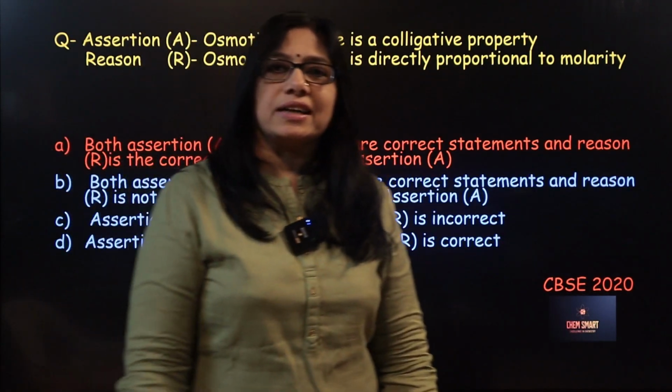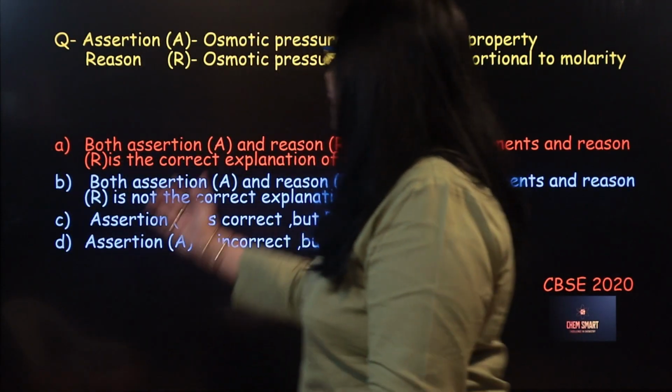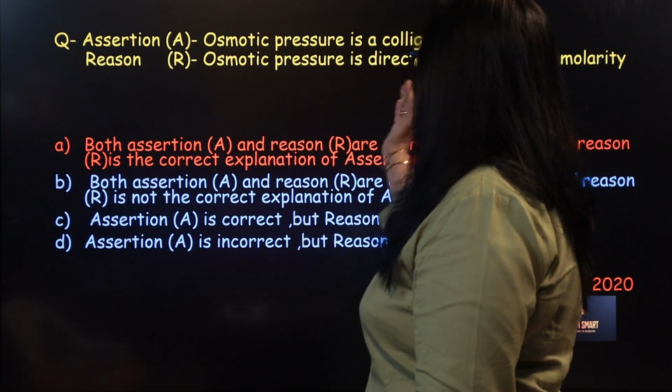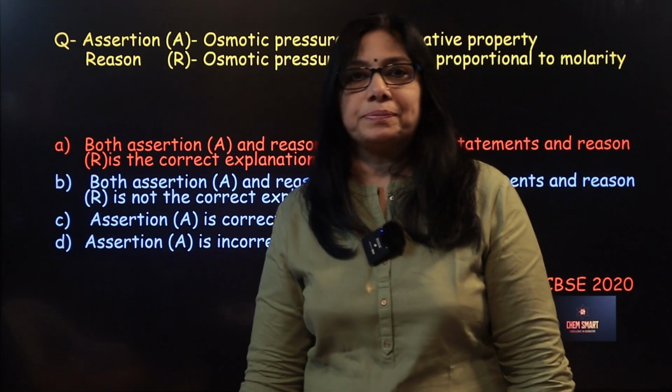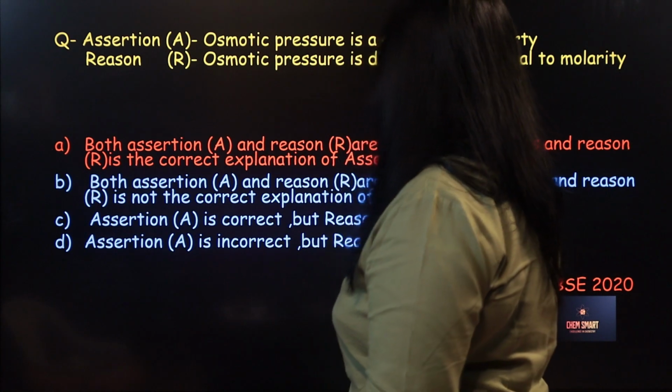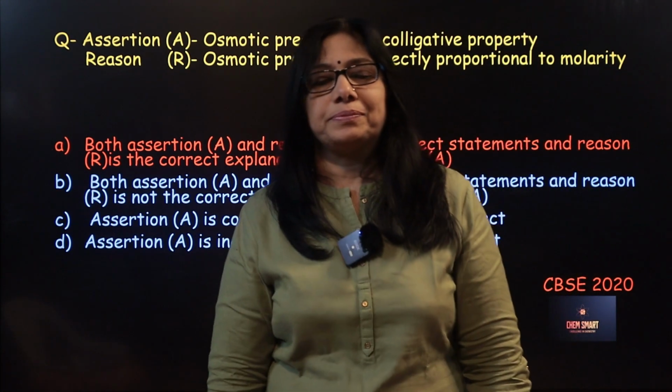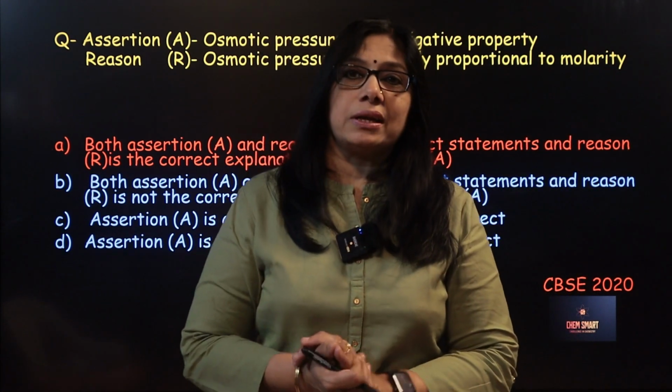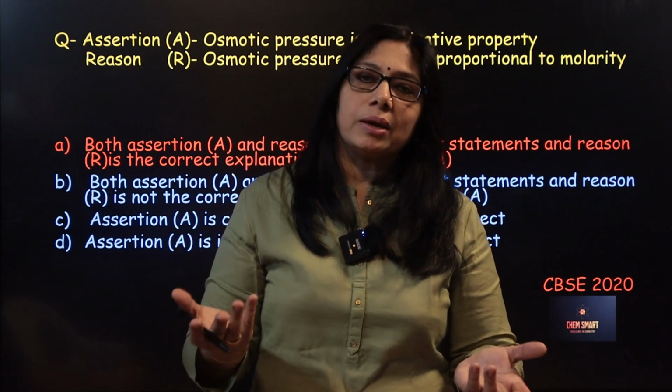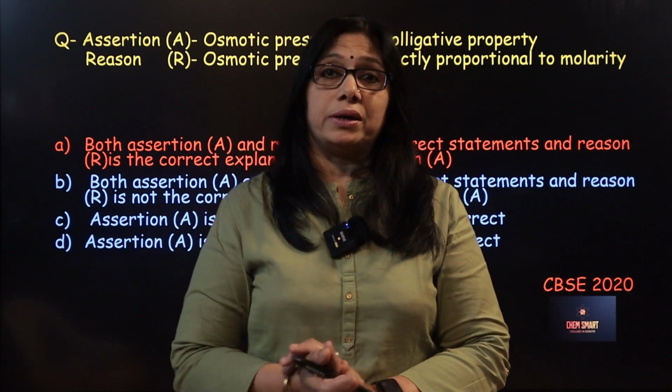Question number 1 is assertion reason. Assertion: osmotic pressure is a colligative property. Reason: osmotic pressure is directly proportional to molarity. You know osmotic pressure is a colligative property. Why? Because it depends on the number of solute particles. It's true.